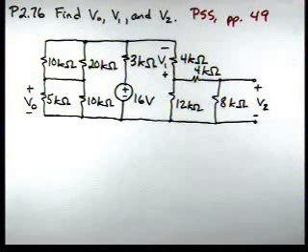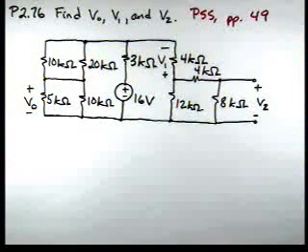Okay, here's the problem-solving video for problem 2.76, and we're going to use a problem-solving strategy on page 49 for analyzing circuits containing a single source and series parallel interconnection of resistors. Step 1 says systematically reduce the resistive network so that the resistance is seen by the source. The resistance seen by the source is represented by a single resistor.